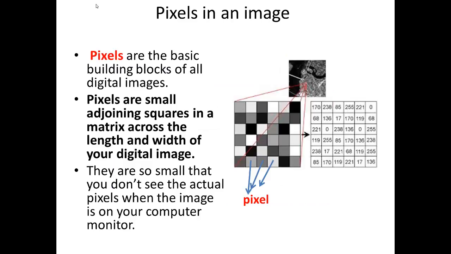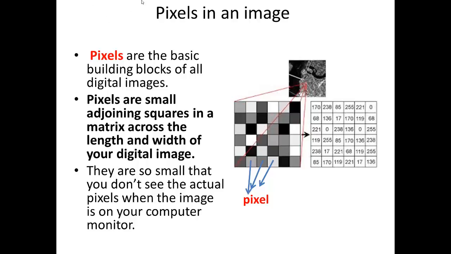One very important concept is the pixel. Pixels in fact are the basic building blocks of all digital images. Pixels are small adjoining squares in the matrix across the length and width of your digital image. If you get one image and zoom in many times, you will see a lot of small blocks. One block is called a pixel.